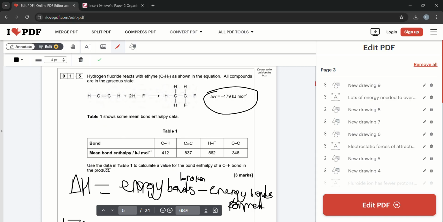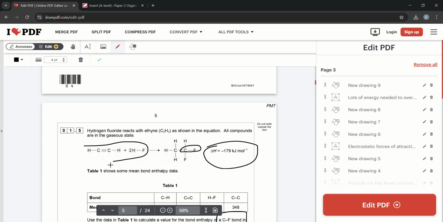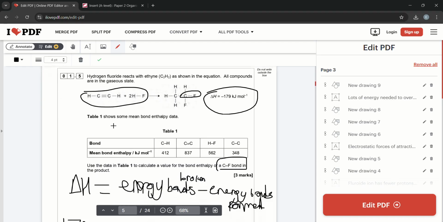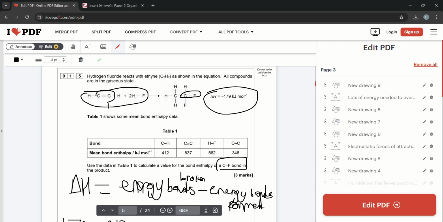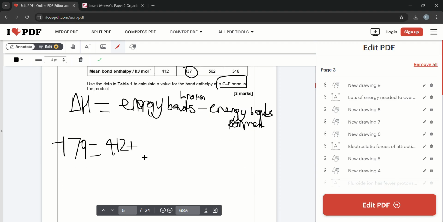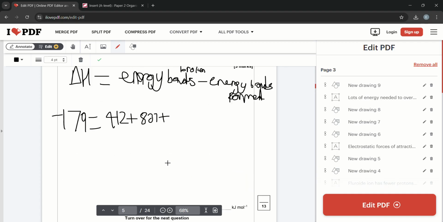So we want to find a value for the bond enthalpy of a C-F bond in the product. So we want to find this C-F bond. Now, energy required to break bonds, this. So let's find this out. So we've got C-H, so 412, plus we've got C≡C, that's 837, plus we've got another C-H, so plus 412.